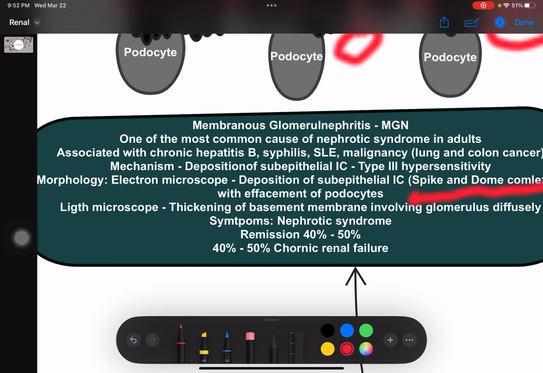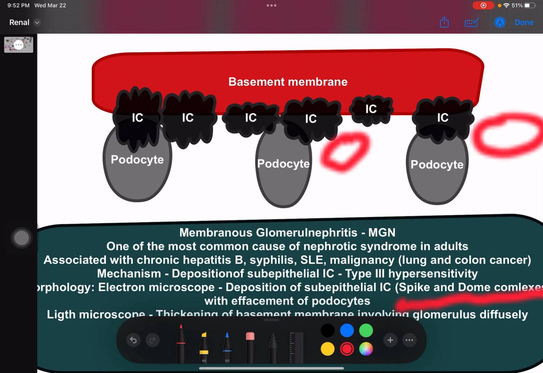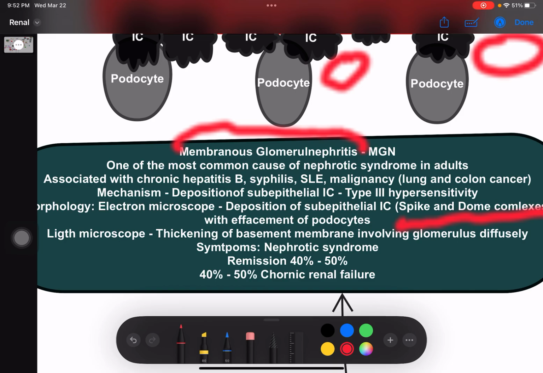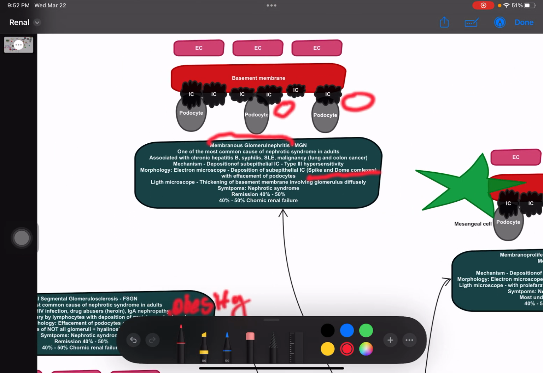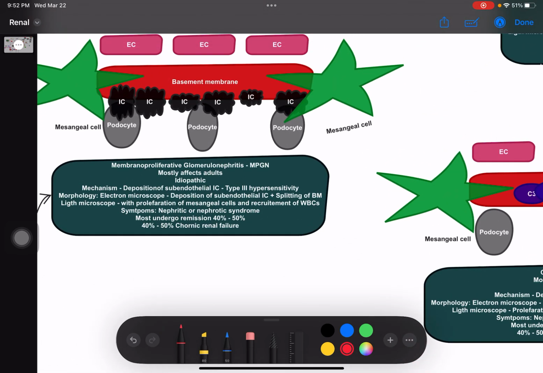In light microscope, there's thickening of the basement membrane involving the glomerulus diffusely. So the name of the disorder here is membranous glomerulonephritis. It's also called membranous glomerulosclerosis. So it's logical that there's going to be thickening and sclerosis of the glomerulus as well. Symptom is only nephrotic syndrome. So there's no blood in the urine. It includes those 4 symptoms which are characteristic for the nephrotic syndrome.